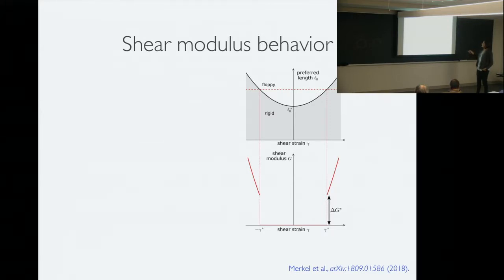So this is what happens. Basically, you say I'm floppy, I'm floppy, I'm floppy. Then I hit the rigid region, and then all of a sudden I turn on a shear modulus, and you can calculate the magnitude of the shear modulus jump. You can say, okay, what if I compress a little bit and then shear, what do I see? And then you see this purple line, and you can say, well, what if I compress even more and shear the system? Then I see this blue line.